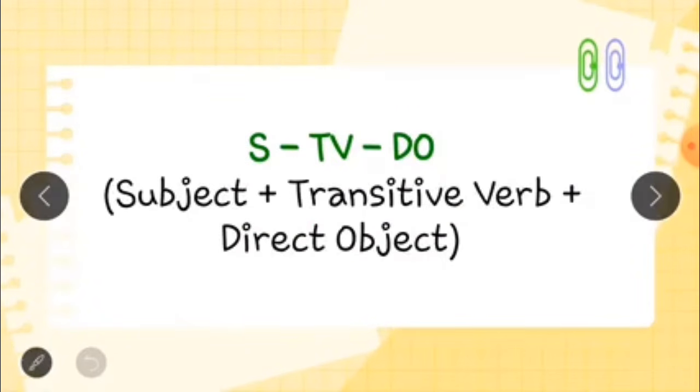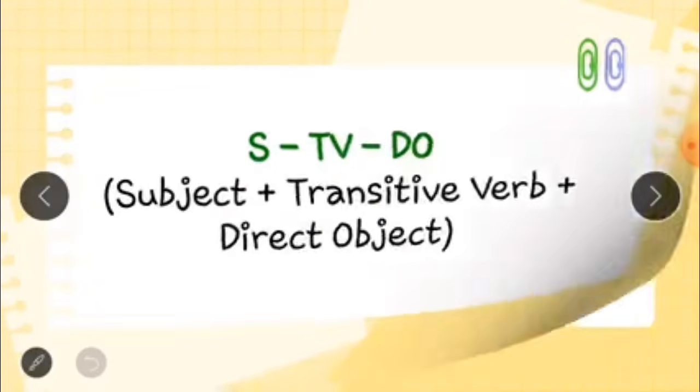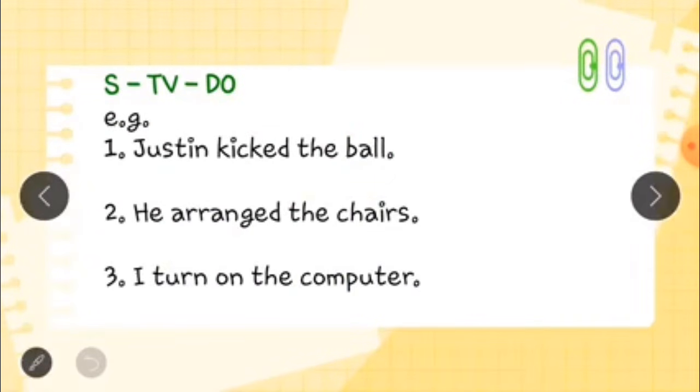The next pattern is STVDO, or subject plus transitive verb plus direct object. Transitive verb is the opposite of intransitive verb. This time, it requires an object to complete the meaning of the sentence, while direct object receives the action. Let's see the examples. For example, Justin kicked the ball. Justin is the subject. Kick is the transitive verb, while the ball is the direct object.